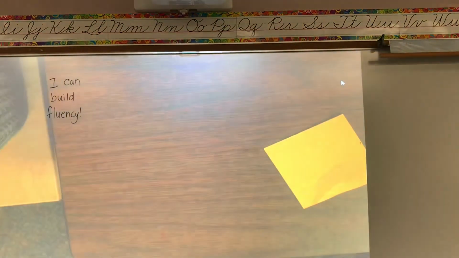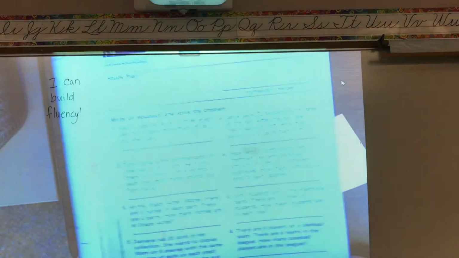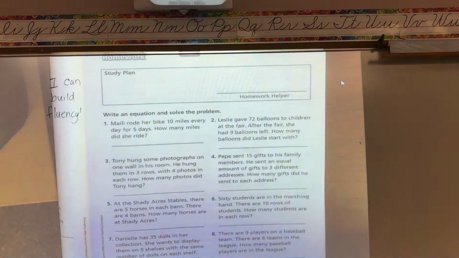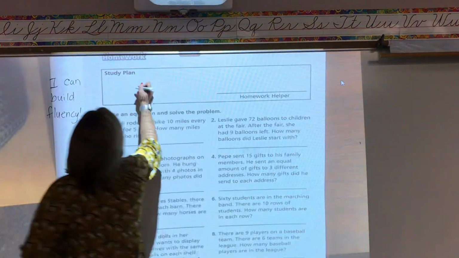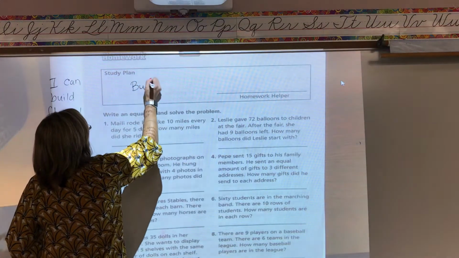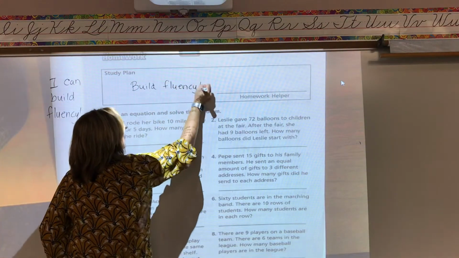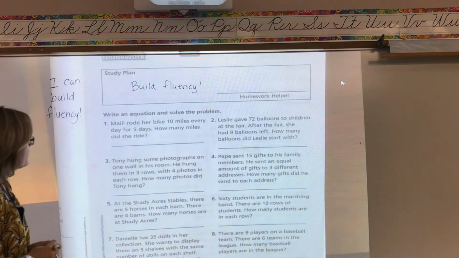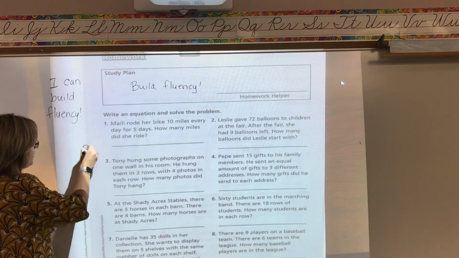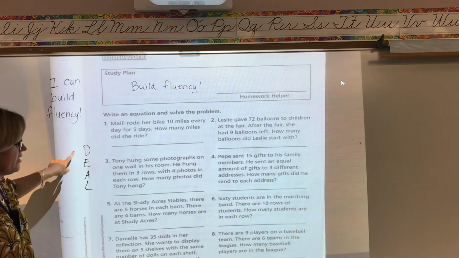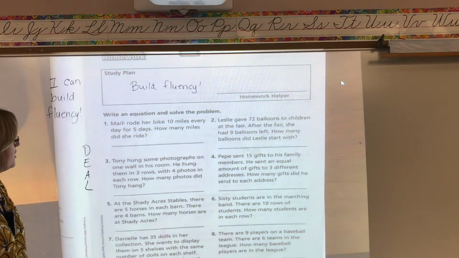Your graded assignment looks like this. So at the top, remember today, what we were doing was building fluency. So you're going to write build fluency. Fluency means that you know your facts rather quickly. Down here, you're going to look at all of the problems. You're going to do drawing, equation, answer, and label.